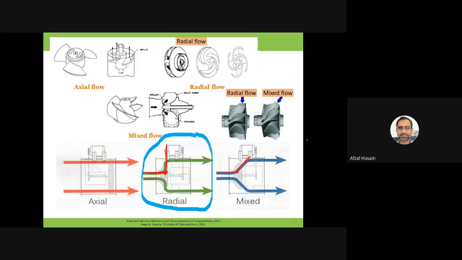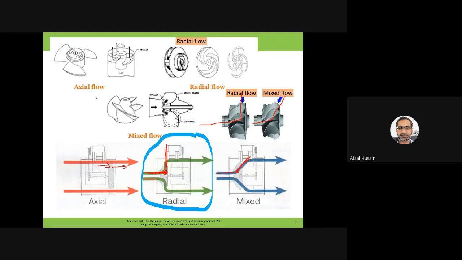Clear? Okay. So let's say that the fluid is coming here, and then the impeller is throwing out the liquid radially. The fluid is entering here, and then the impeller is throwing out the liquid in this direction. So this is radial flow, and this is mixed flow. And here the fluid is entering in the axial direction and leaving in the axial direction. So this is an axial flow machine.